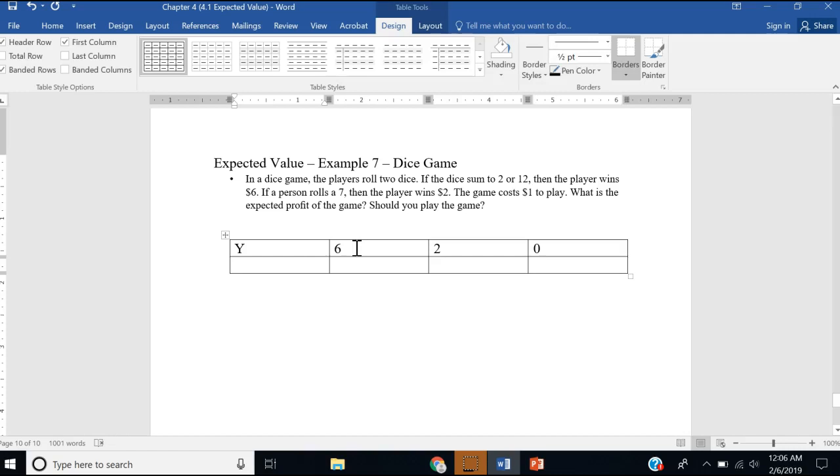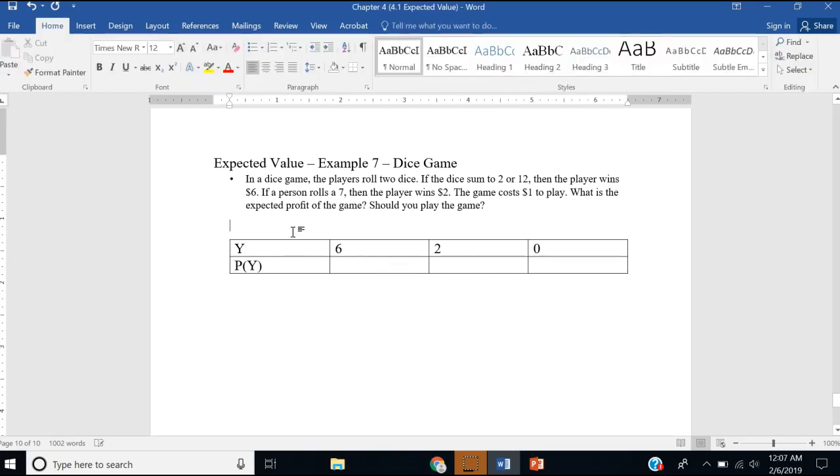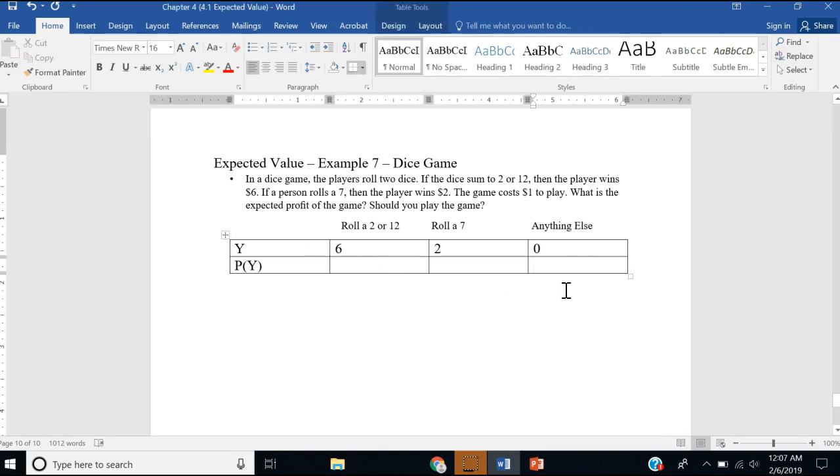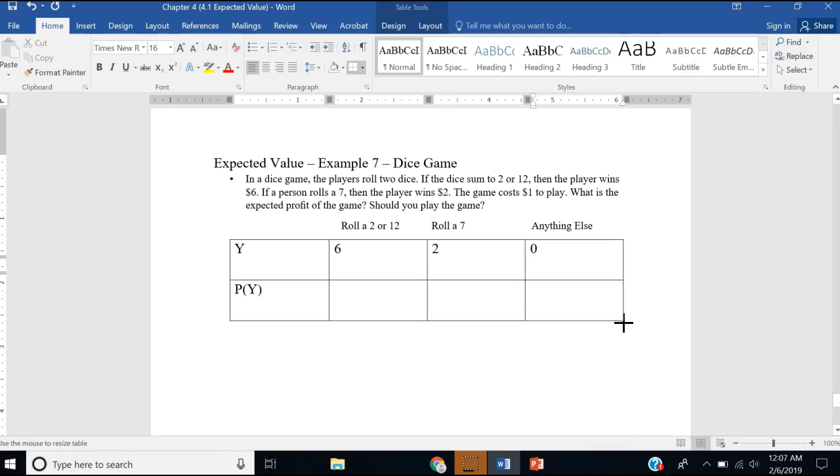So if we look at the expected profit, we're only going to deal with these 3 different payouts. Now, how are we going to find these probabilities? Well, basically remember that a 6 meant we're going to roll a 2 or a 12. And a 2 meant that we were going to roll a 7. And a 0 is basically anything else. All right, so let's go ahead and calculate rolling a 2 or a 12.